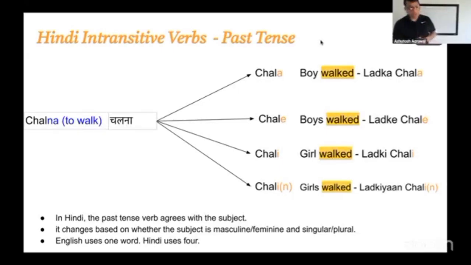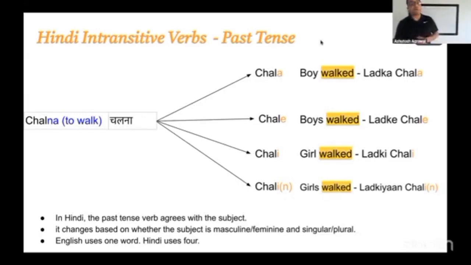So let's try to practice using Hindi intransitive verbs with the different pronouns that we have. So the verb is chalna in the infinitive form, and you want to use it with one boy, multiple boys, one girl, multiple girls, right? So the way the verb conjugation works, you remove the na, and based on the subject and the number of the things that you have, you will conjugate the verb.